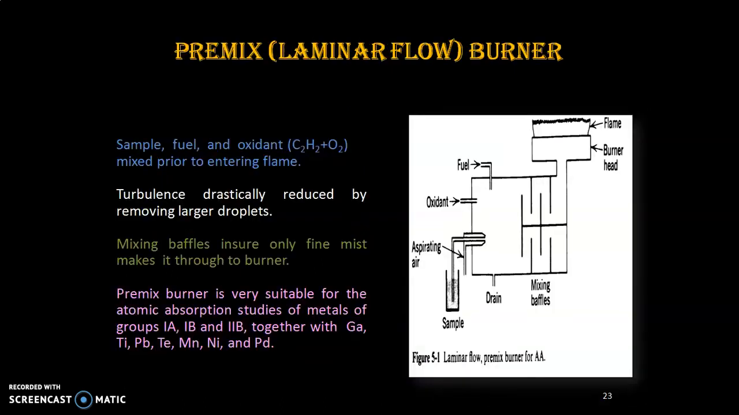Next is the premix or laminar flow burner. In this burner, sample, fuel and oxidant are mixed prior to entering the flame. Turbulence is drastically reduced by removing larger droplets. A mixing baffle ensures only a fine mist. The premix burner is very suitable for atomic absorption studies of metals of groups 1A, 1B and 2B.